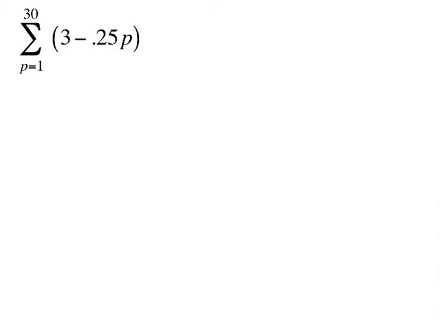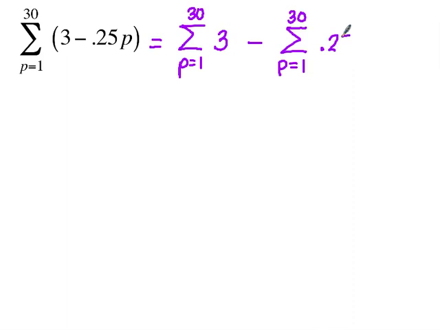It does tie into what you just asked me. You do split it into two distinct parts again. The first part is going to be the sum from p equals 1 to 30 of 3, and then you're going to subtract from that the sum from p equals 1 to 30 of 0.25 p. Notice that minus sign does follow through. Now 3 is that constant one, so you take the constant times what n is, and in this case n is 30.